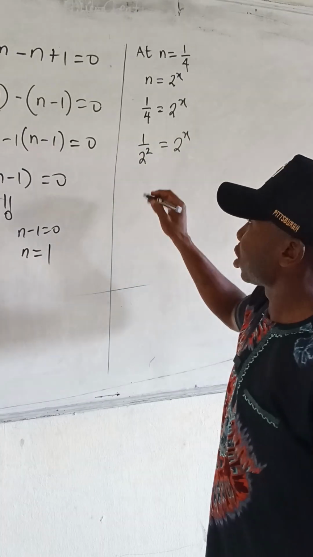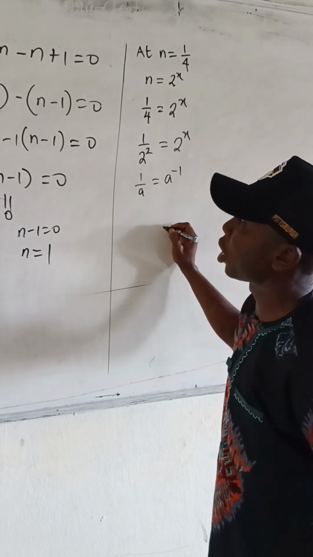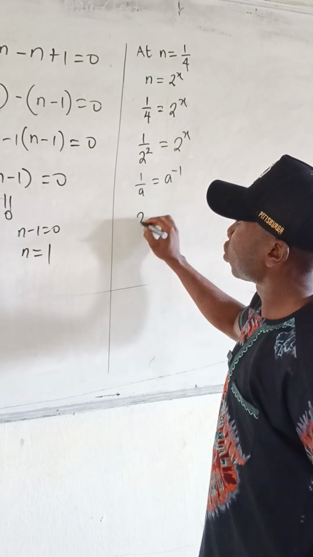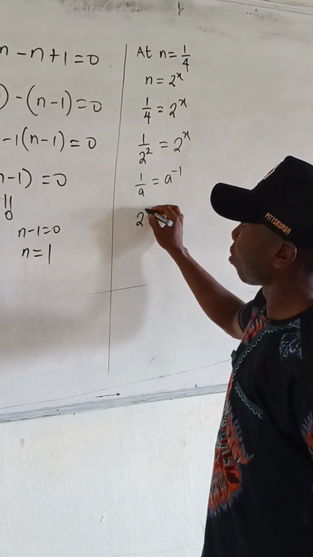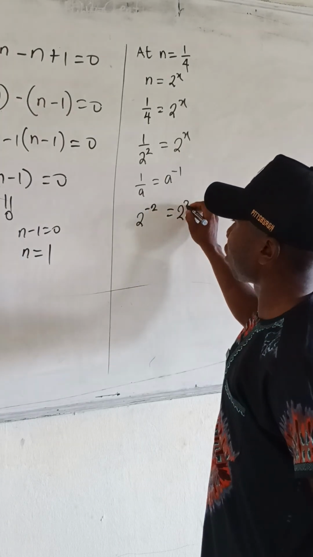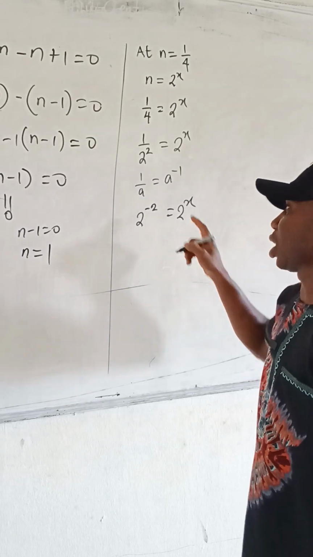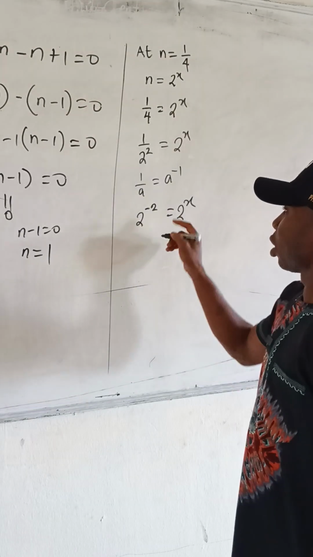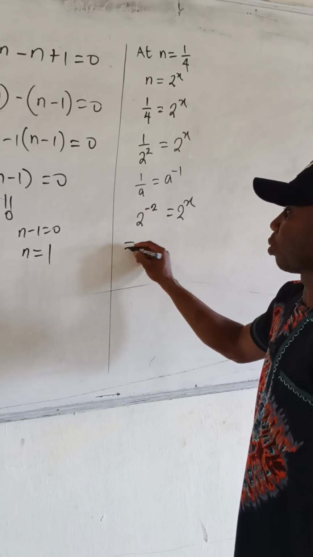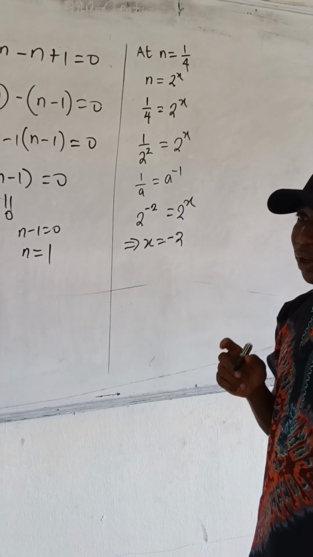And according to indices, if you have something like 1 over a, it is the same thing as a raised to the power of minus 1. So if I have 1 over the whole of this, it is the same thing as 2 raised to the power of what? Minus 2. Is that okay? Which is equal to 2 raised to the power of x. Since the bases here are 2 and 2, they are the same, so we can equate their powers. If we equate the powers, x is equal to minus 2. That is for the first case.